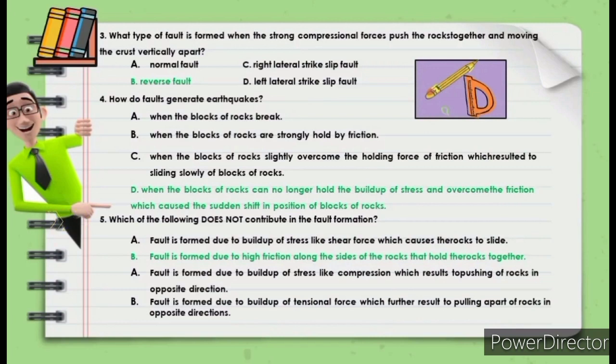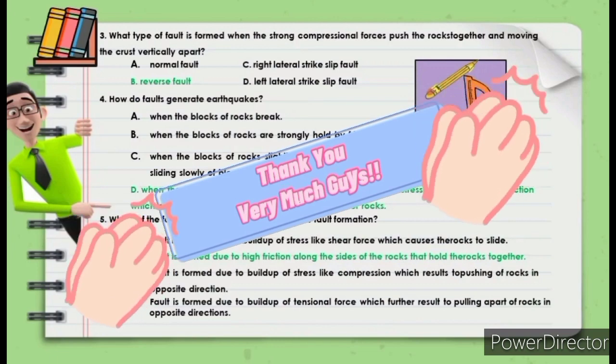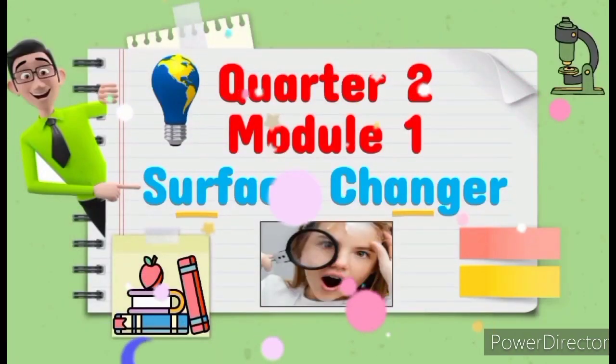Number 5, the last one. Which of the following does not contribute in the fault formation? The correct answer is letter B. Fault is formed due to high friction along the sides of the rocks that hold the rocks together. Thank you very much guys for getting the correct answer. Congratulations!